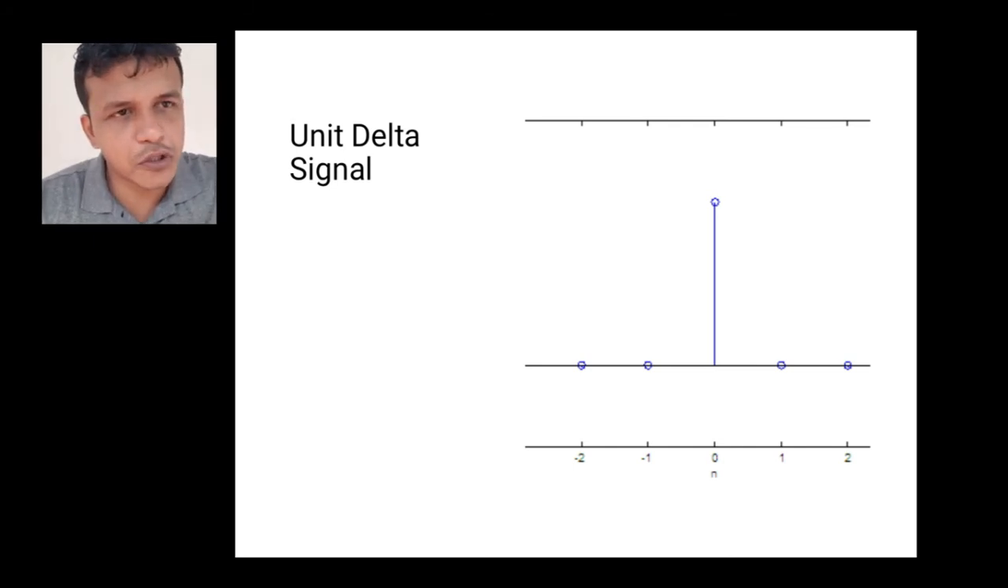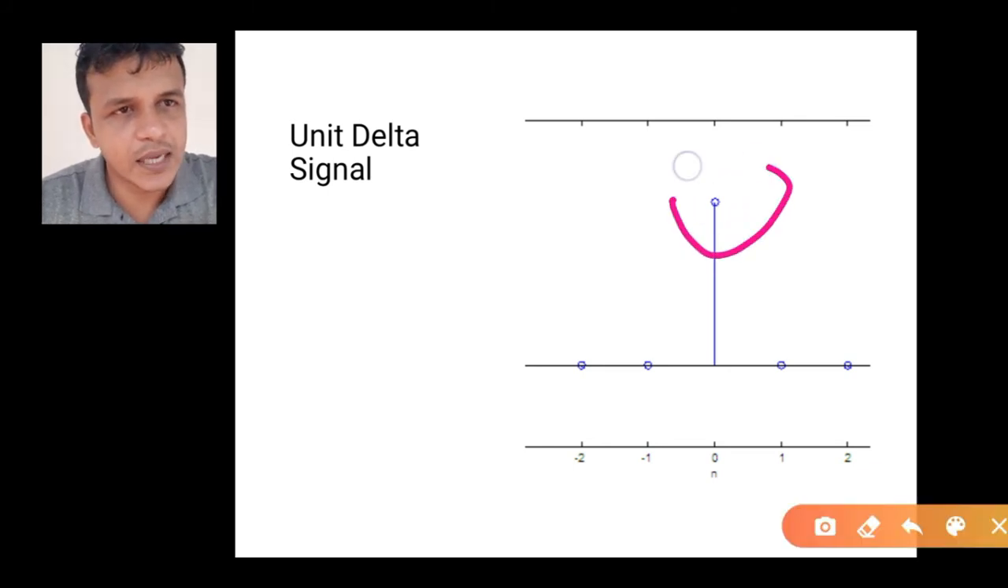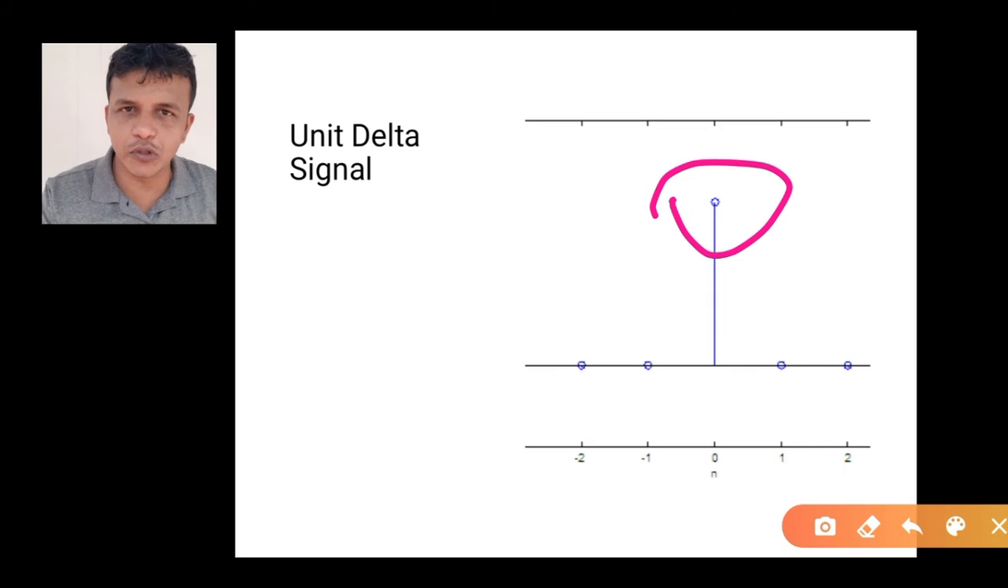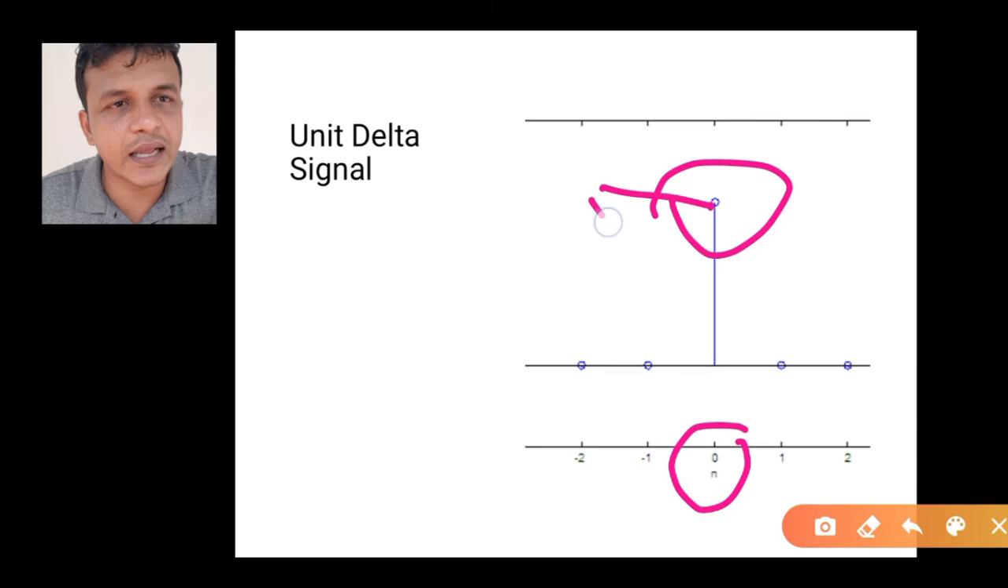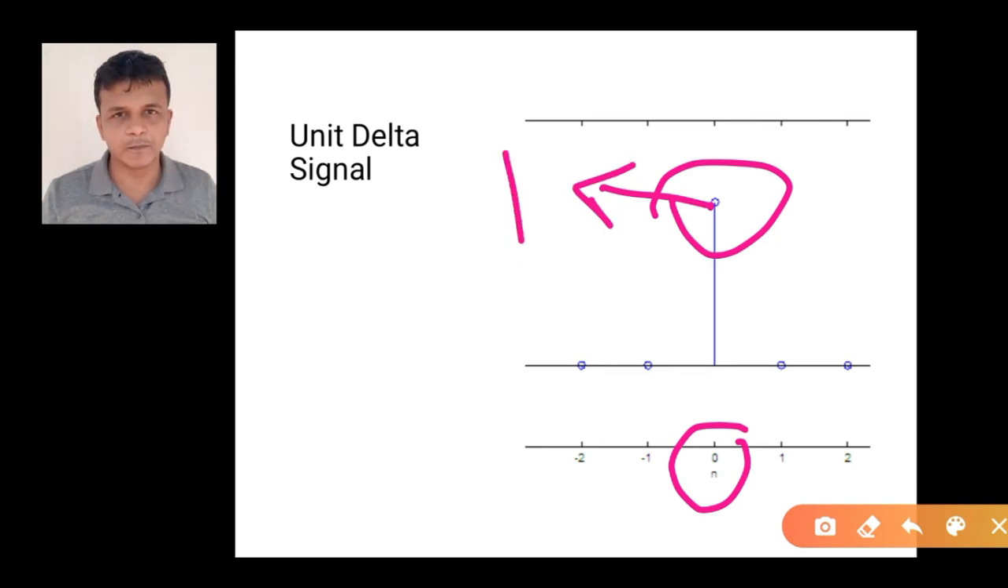For n equal to 0 the amplitude is 1. The sample is available only at the point n equal to 0, and it has the amplitude of value 1. Now here it is 1, clear? So this is the difference between the unit impulse signal in the continuous domain and the discrete domain.